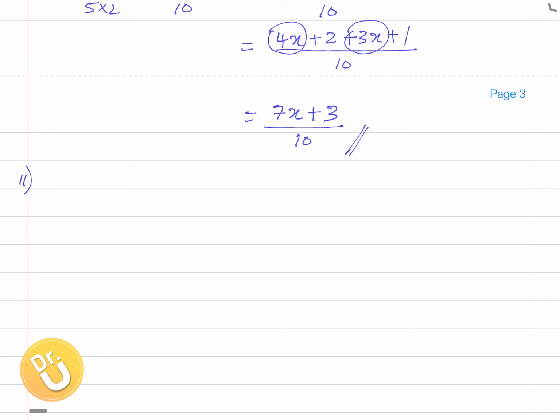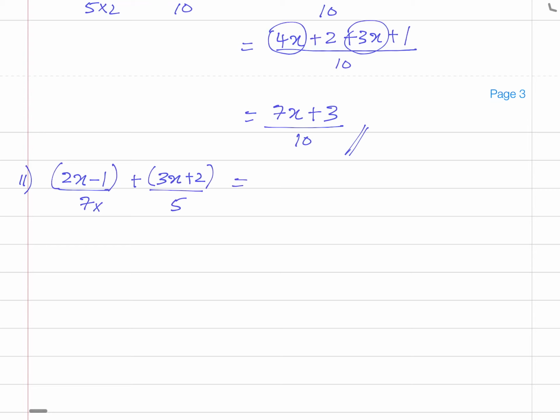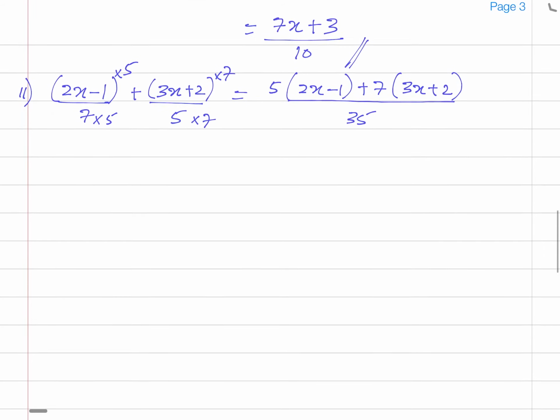Now finally, we will discuss this question, which is (2x minus 1) divided by 7, and here you have plus (3x plus 2) divided by 5. In this case, I'm going to multiply the first term by 5 and the second term by 7. So I have the common denominator, which is 35, and I'm going to rewrite the numerator, which is 5 times (2x minus 1) plus 7 times (3x plus 2).